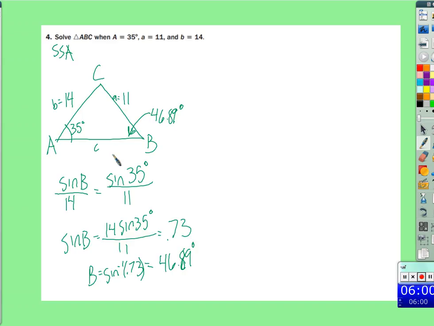So the question is, will we be finding a second triangle or not? How do we know we will? Because side A is less than side B. It's long enough to make a triangle, and it's also short enough to fit in here. We won't find the second one right now. We'll find all the pieces of the first one, and then we'll find the second one. We can find this angle pretty easily: 35 plus 46.8, subtract from 180. And what do we get?